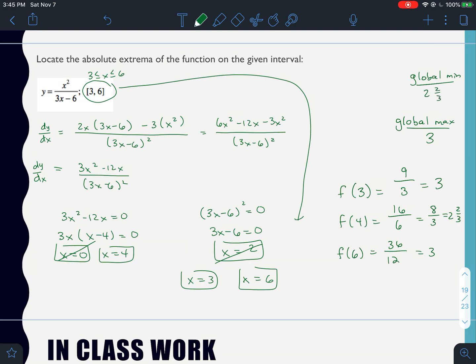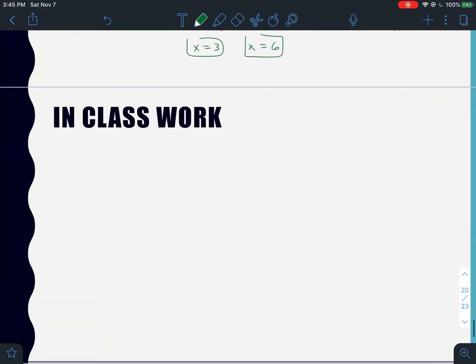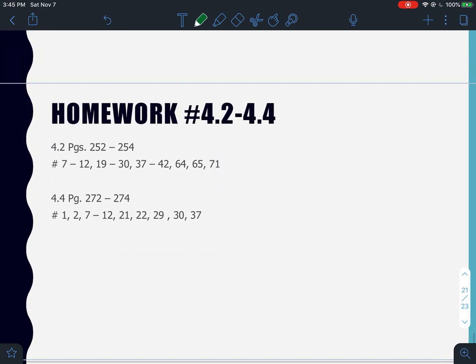And the global min, the smallest height that this would take on, would be 2 2/3, or 8/3. So that would be my global max and global min for that problem.